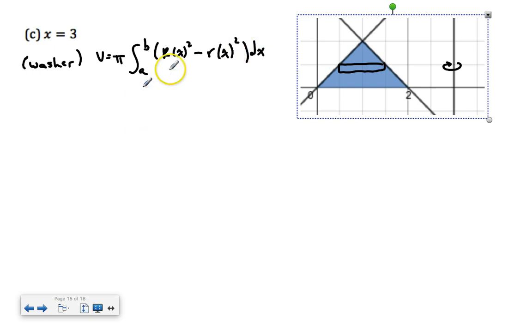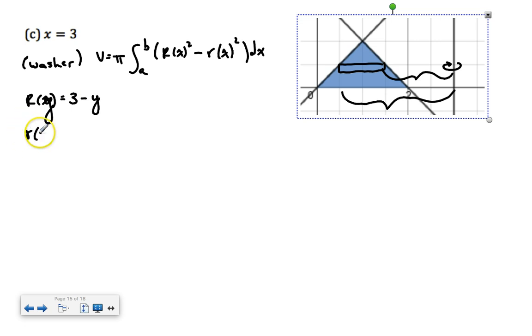In this case, it'll be y. But we do it the same way. So the outer radius, or r of y, will be from here all the way out to here. And then my inner radius will go from here to here. My outer radius will be 3 minus y. And my inner radius will be 3 minus 2 minus y.